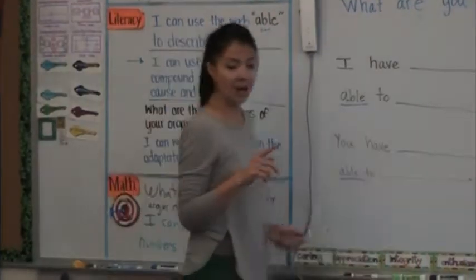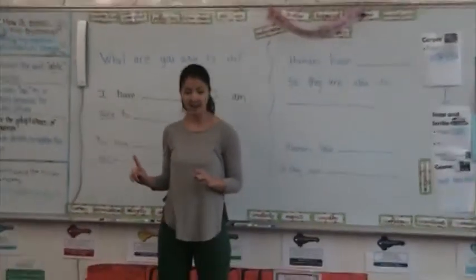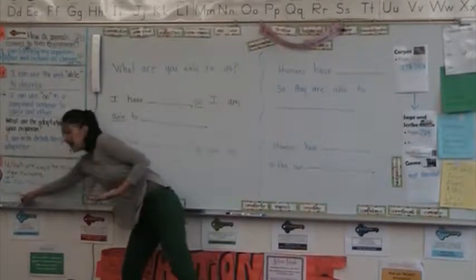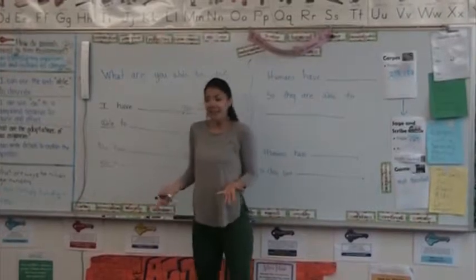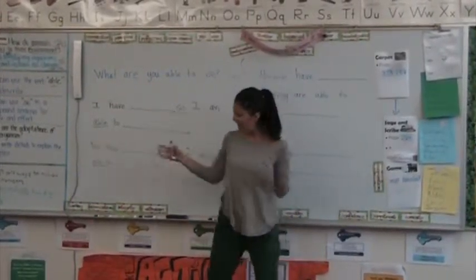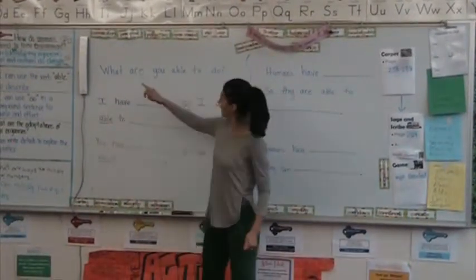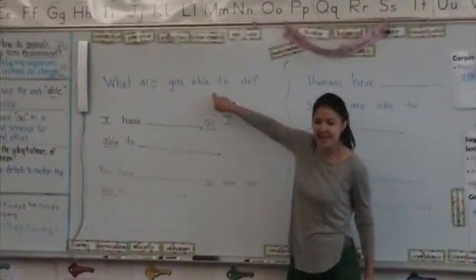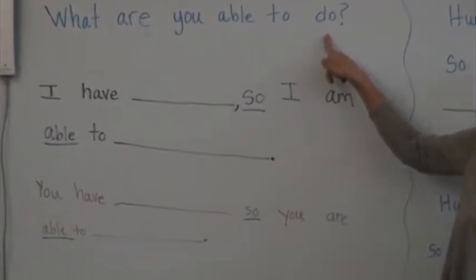So we're going to start again the same way we did yesterday with a stand-up, hand-up, pair-up. But we have a different question, because yesterday the question was, what can you do? But today, I'm changing that sentence to make it a little bit more complicated and more third grade. So let's read it. What are you able to do? It's almost the same as yesterday.